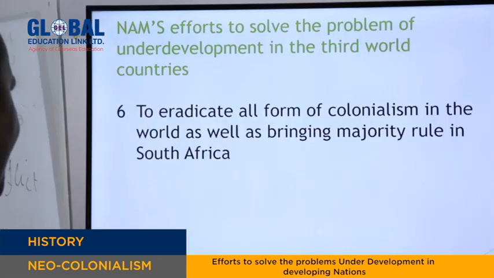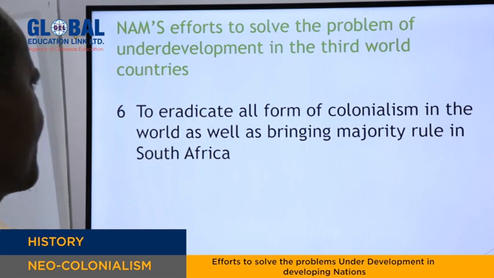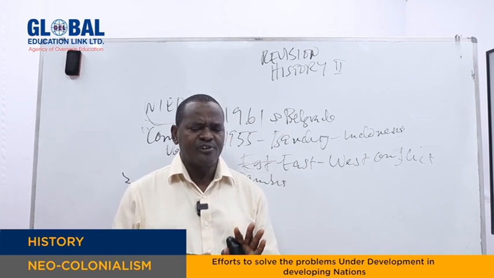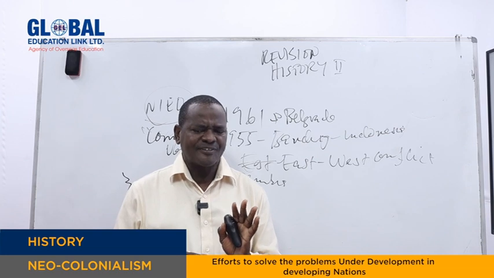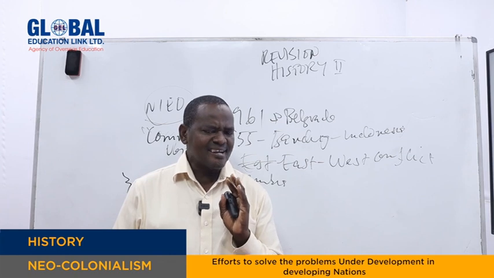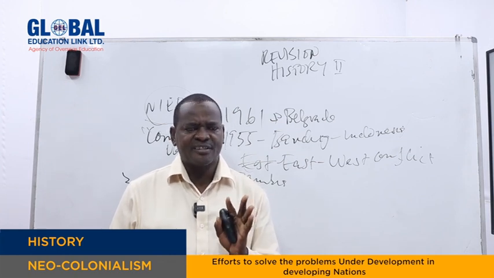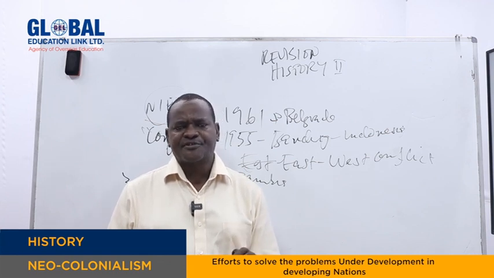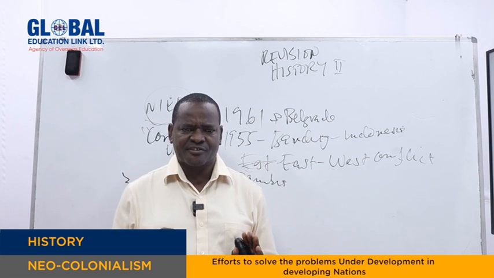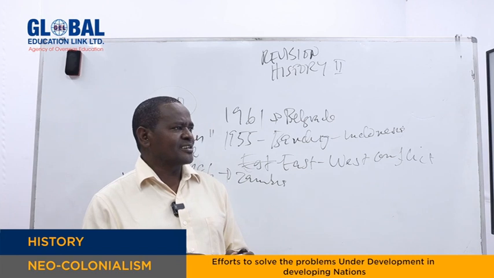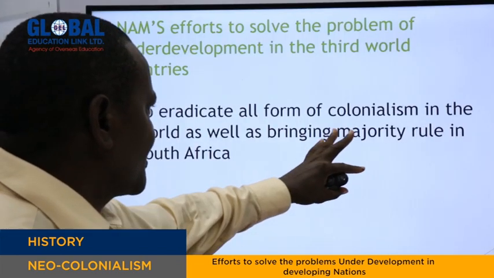My dear students, the last point to this is to eradicate all forms of colonialism in the world by bringing majority rule in South Africa. They wanted to eradicate all forms of colonialism. Remember, among the obstacles to development of third world countries is colonialism, because colonialism cannot bring development to a country which is under colonial rule. What colonialism can do to that particular country is to exploit, exploit, and exploit, nothing else. So they also wanted to bring development to those third world countries which were under colonialism by first supporting their decolonization.